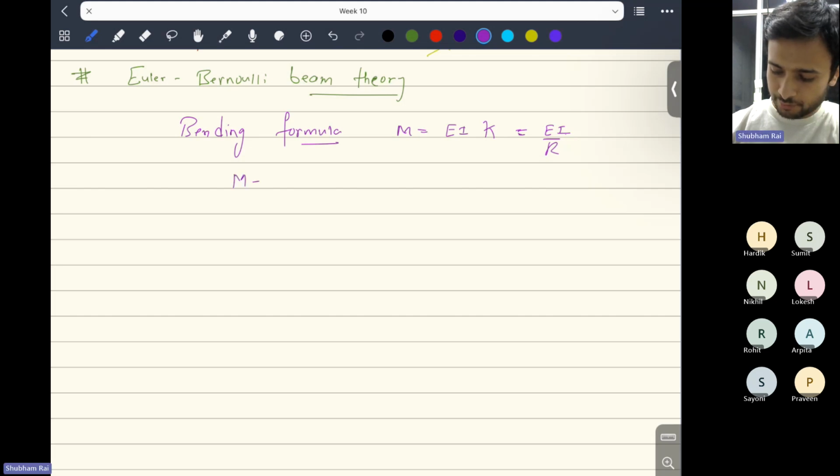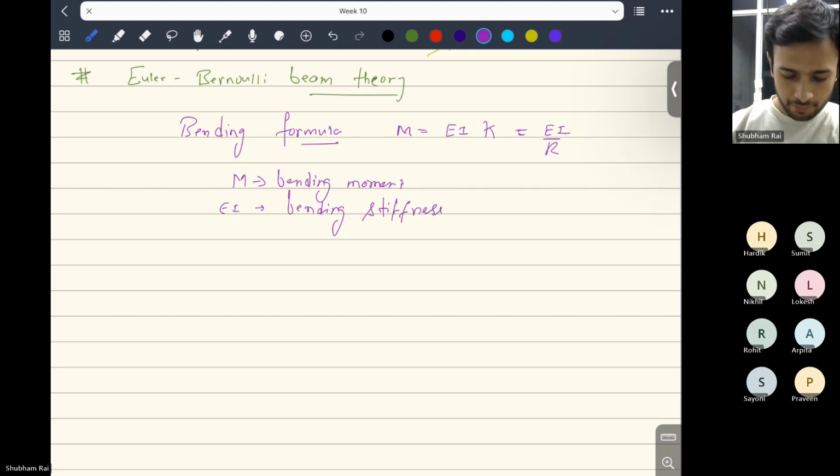We know that M is the bending moment, EI is the bending stiffness, and kappa is the bending curvature, which is 1 by R also, 1 over the radius of curvature.